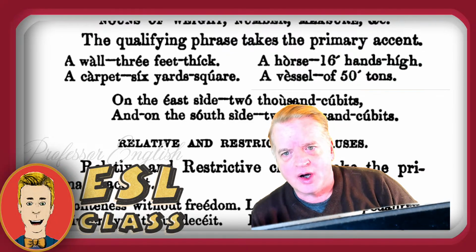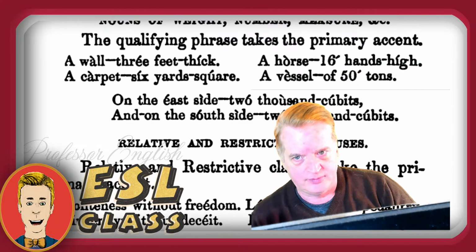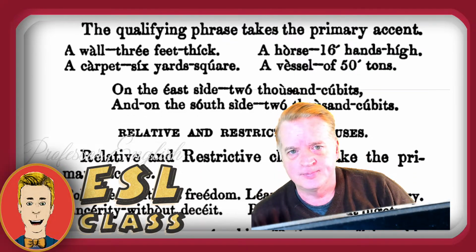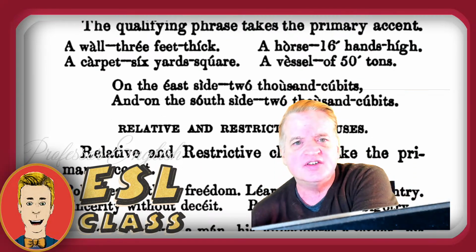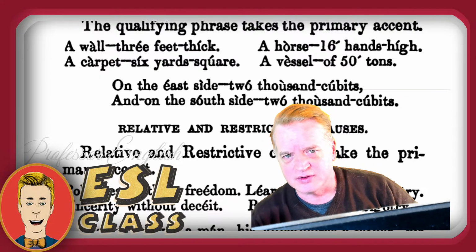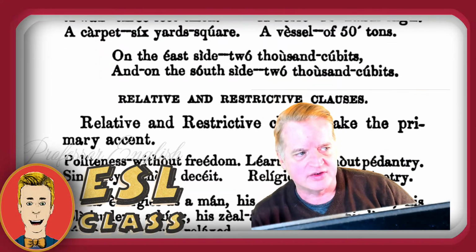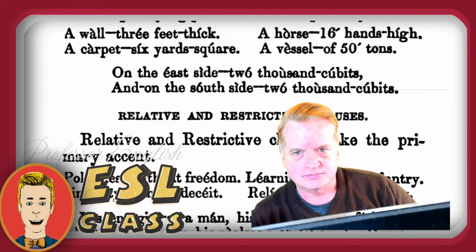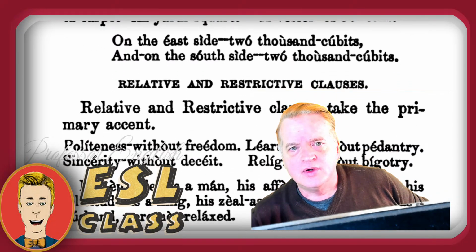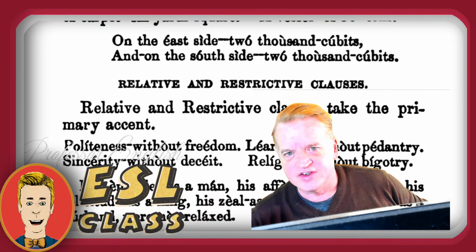Let's see. A wall 3 feet thick. A carpet 6 yards square. A horse 16 hands high. A vessel of 50 tons. On the east side, 2,000 cubits, and on the south side, 2,000 cubits.